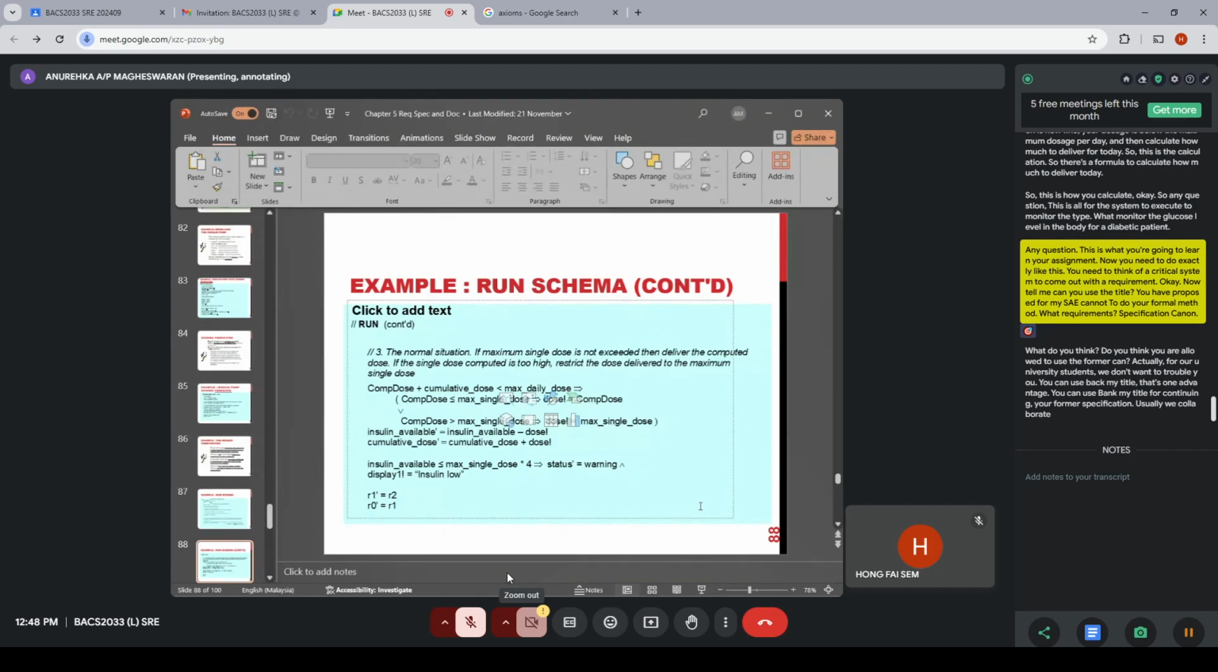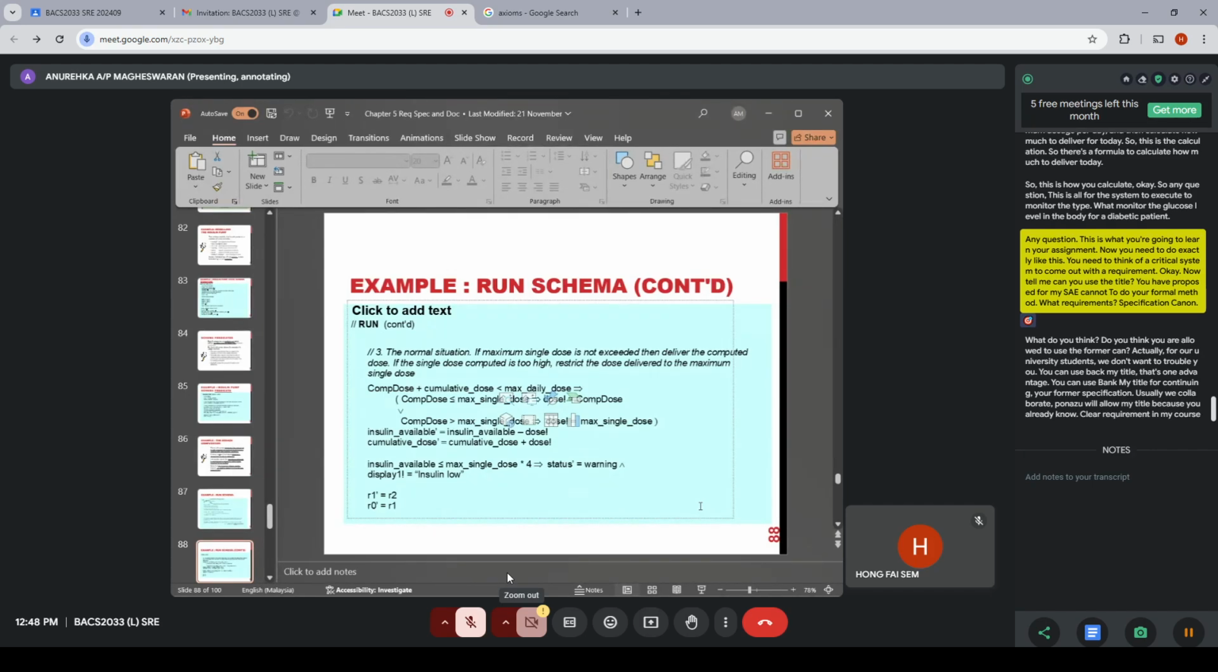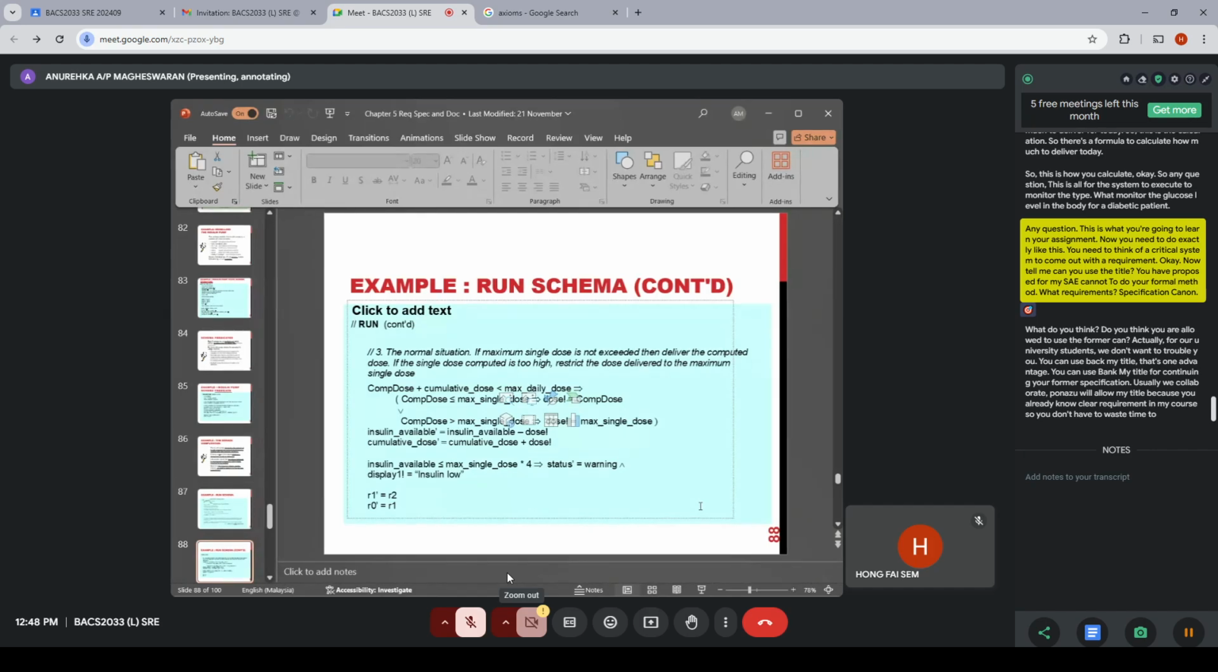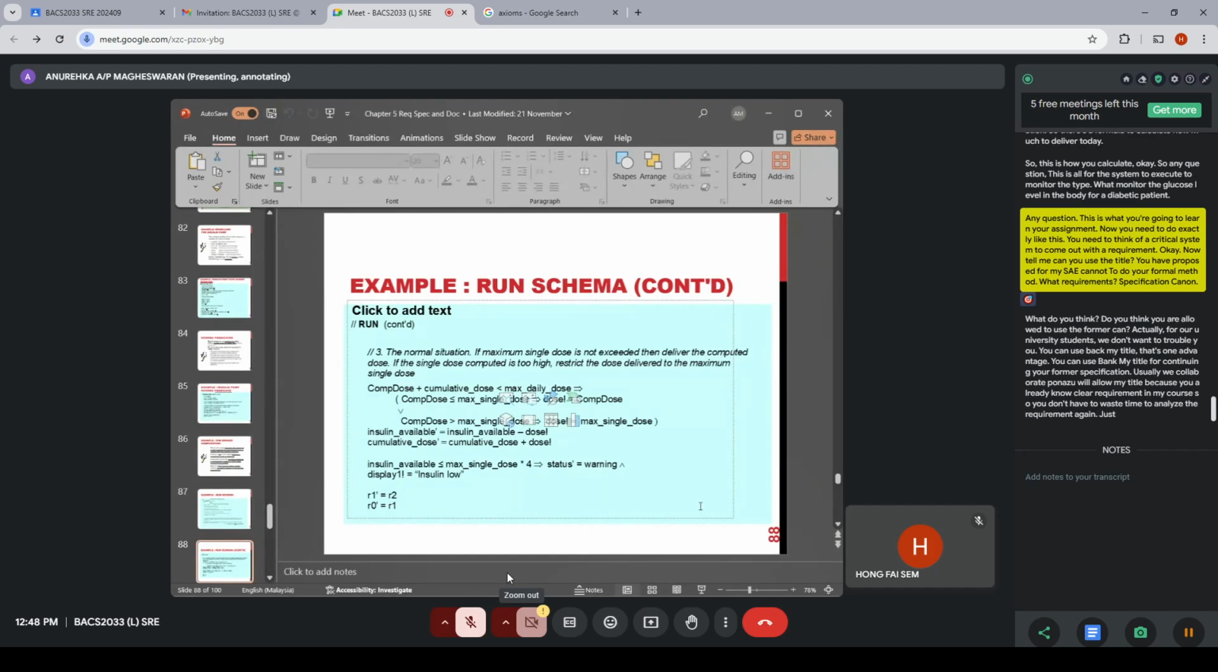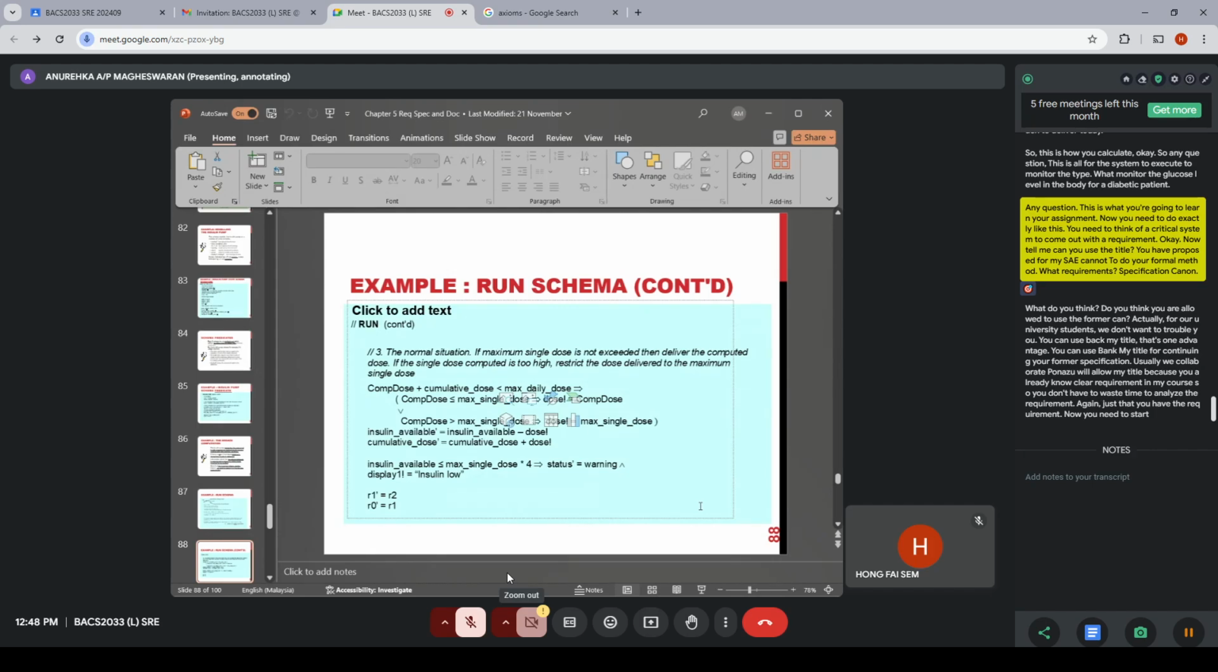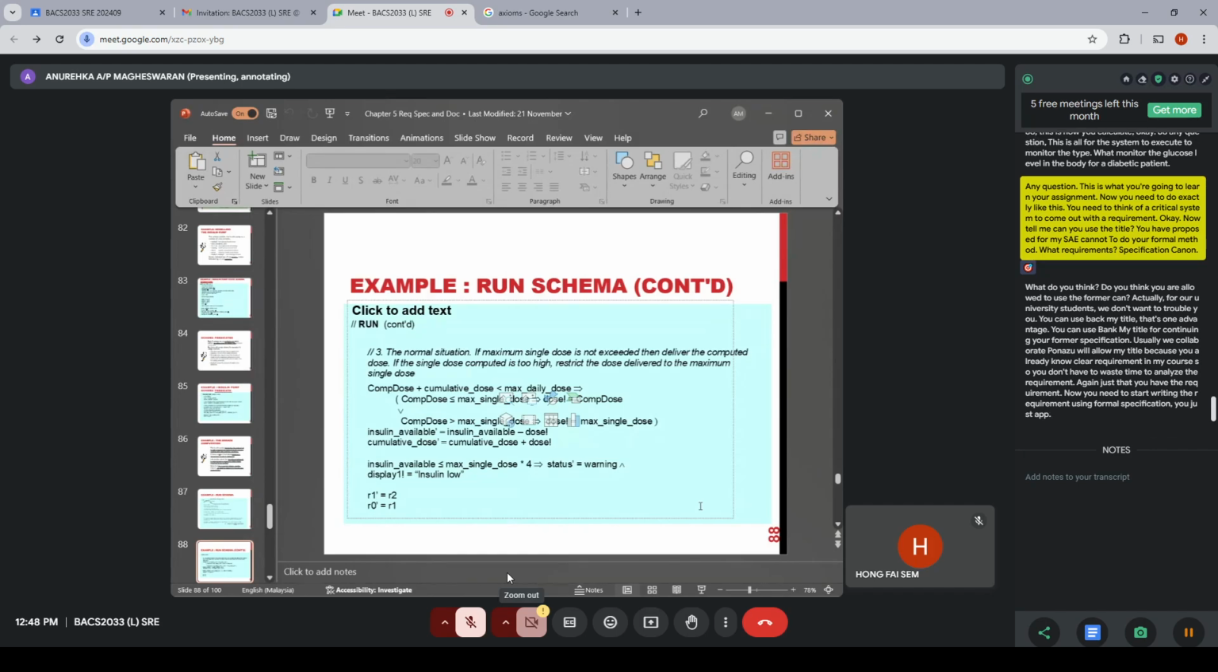Usually, we collaborate. I will allow my title because you already know the clear requirement in my course. So you don't have to waste time to analyze the requirement again. Just that you have the requirement now, you need to start writing the requirement using formal specification. You just apply the formal specification.